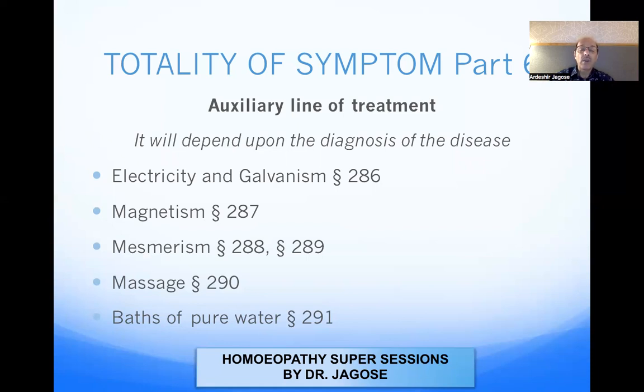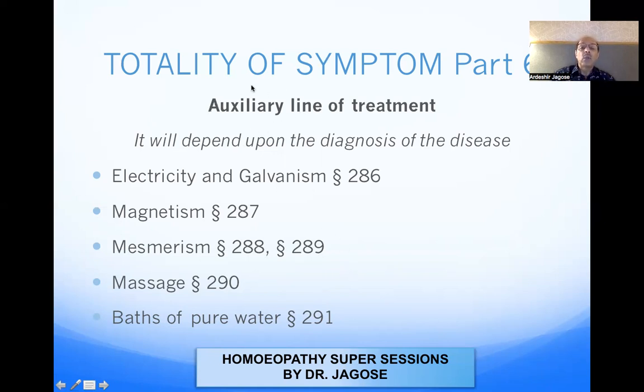Now, as per Organon textbook, the auxiliary measures are given from aphorism number 286 to 291, in which electricity and galvanism is given in 286, magnetism 287, mesmerism 288, 289, massage 290, and baths of pure water at 291. So you have to read these aphorisms and go into a little bit of detail about each one of them.